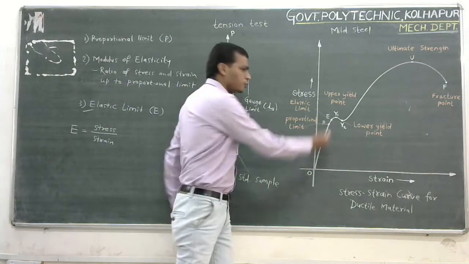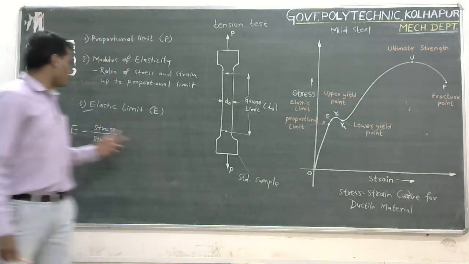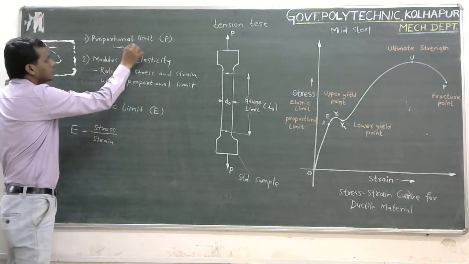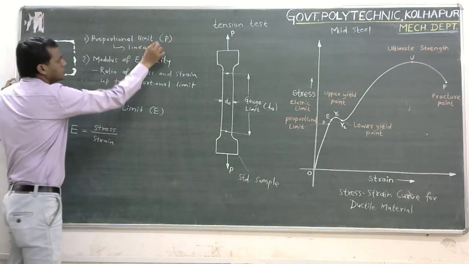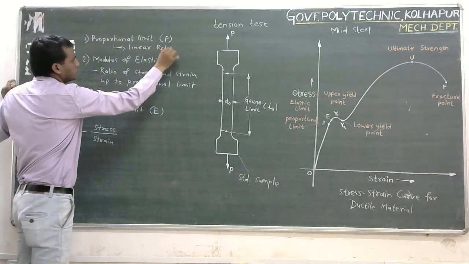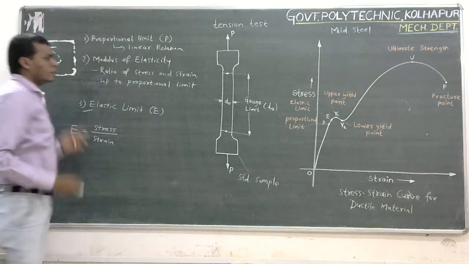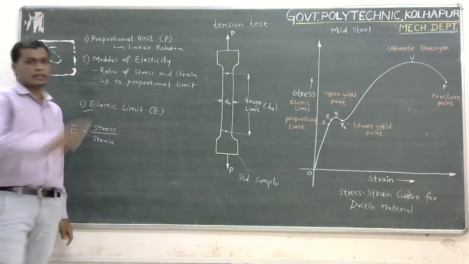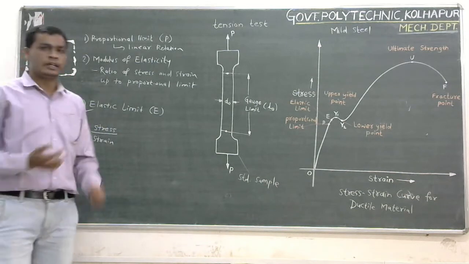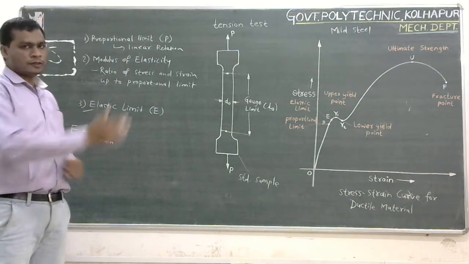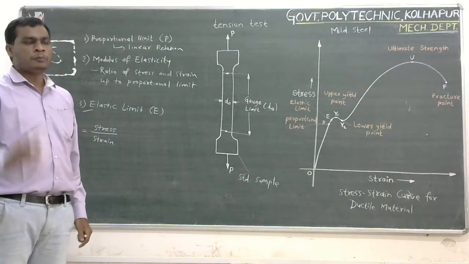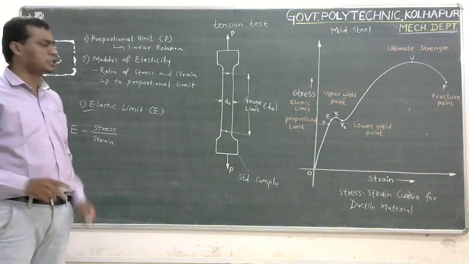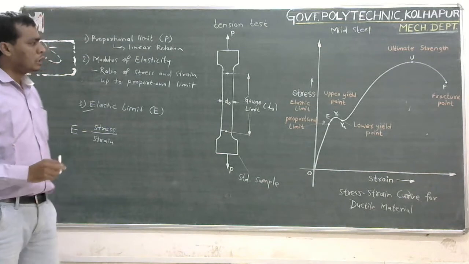First is the proportional limit, up to which the stress strain relation is a linear relation. And after that is the elastic limit, up to which the original shape and size of this sample is regained. But beyond that point, there is permanent set, or permanent deformation, or plastic deformation in a body.